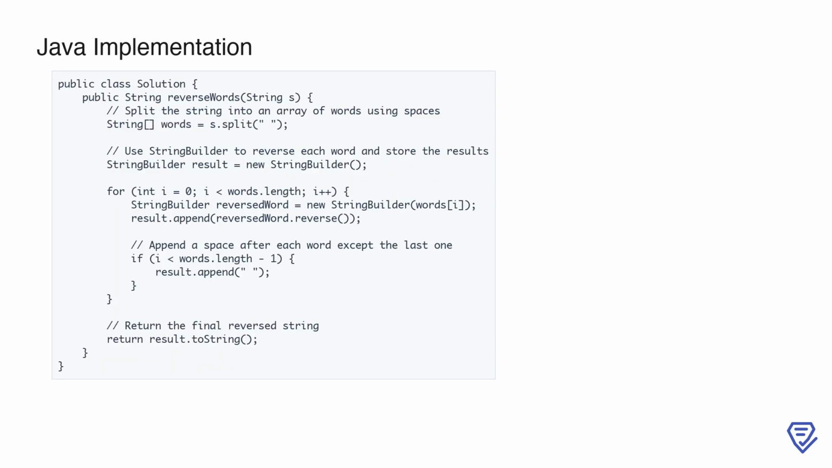This is the Java implementation of LeetCode problem number 557, Reverse Words in a String III. The solution mirrors the Python logic by splitting the input string into words, reversing each word, and then joining them back with spaces. In Java, we use StringBuilder to handle string manipulation efficiently. The split method is used for extracting words, and the reverse method of StringBuilder is used to reverse each word. Finally, the results are appended and returned as a single string.